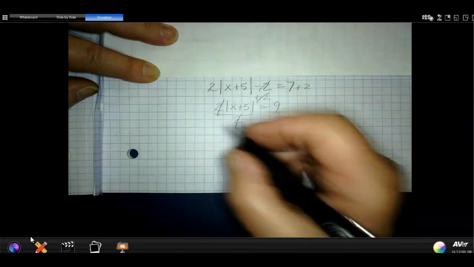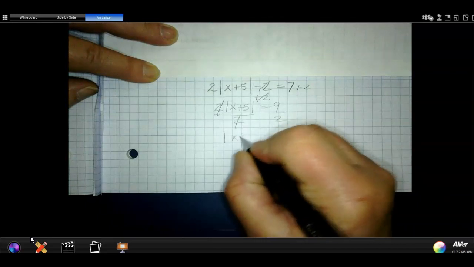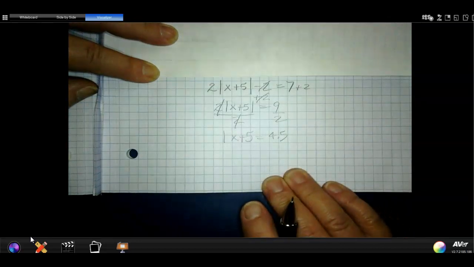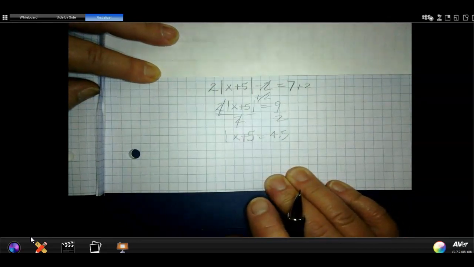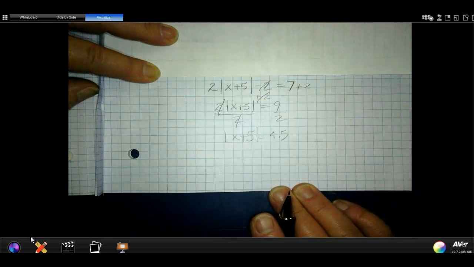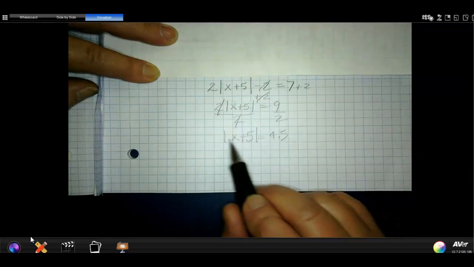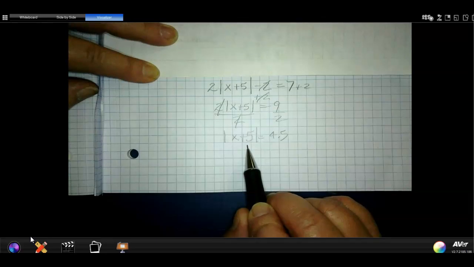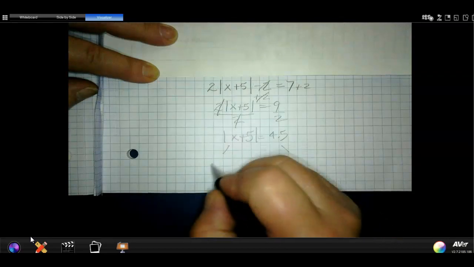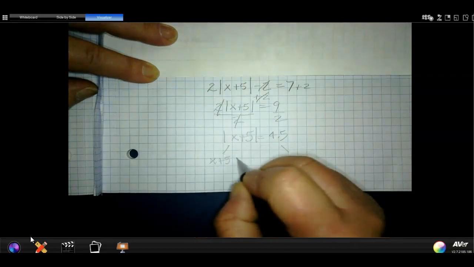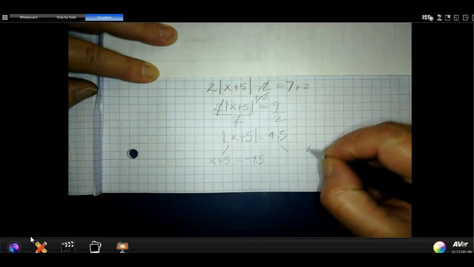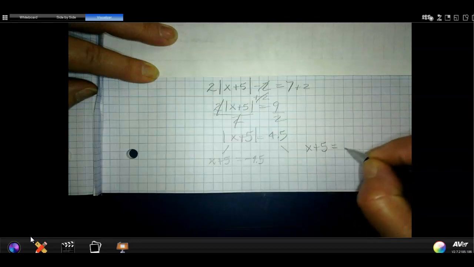Okay? So now I have the absolute value of x plus 5 equals 4.5, which is what 9/2 is. Okay, it's 4.5. So at this point, oops, I lost a side of my absolute value bar. So now we have what we need. We've got the absolute value part isolated. So now at this point, I can split these two up. I've got x plus 5 equals negative 4.5, and I have x plus 5 equals 4.5.